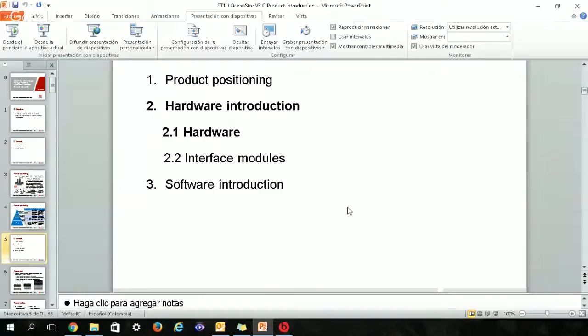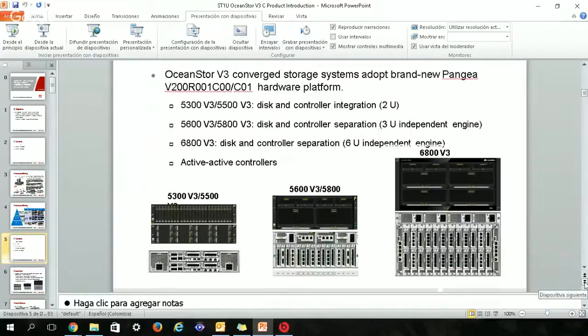So now that we're talking about the position of the device, let's just go over the hardware. Maybe just make an introduction. The converged storage system has a brand new hardware platform. We've got the 5300 with 2 rack units, the 5600 with 3 independent engines, 3 rack units, and the 6800 with 6U. Basically, we see that every single one has active-active controllers, and we can see on the physical dimensions the differences between them, right?